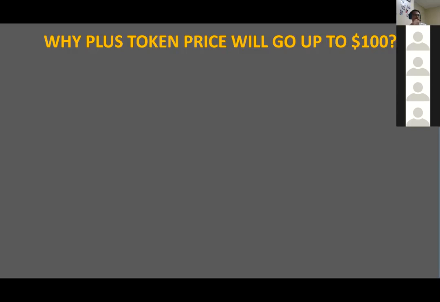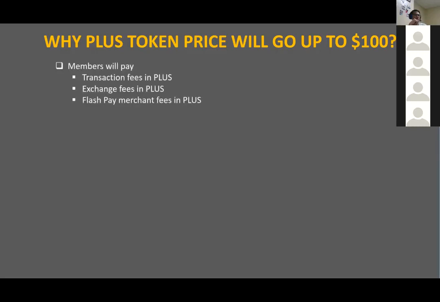So why will the Plustoken continue to go up over time? Because members will pay transaction fees in Plustoken. They will pay their exchange fees in Plustoken. The Flash Pay merchant fees will be paid in Pluscoin. So the whole ecosystem will revolve around this central coin, the Pluscoin. Members will continue to receive their 10% a month rewards from the arbitrage trading in Pluscoin.